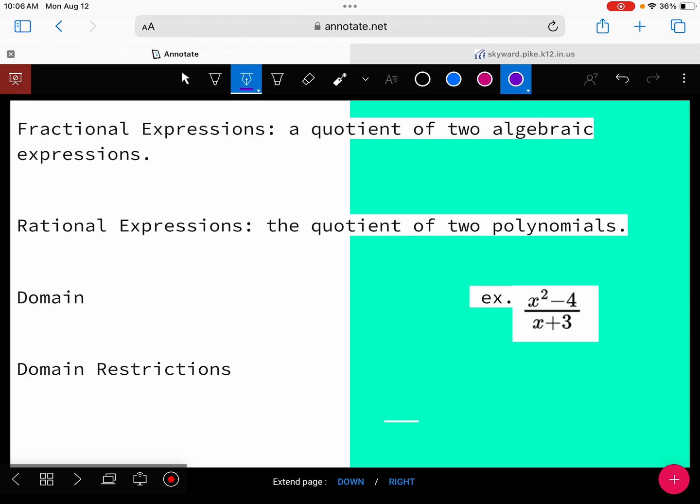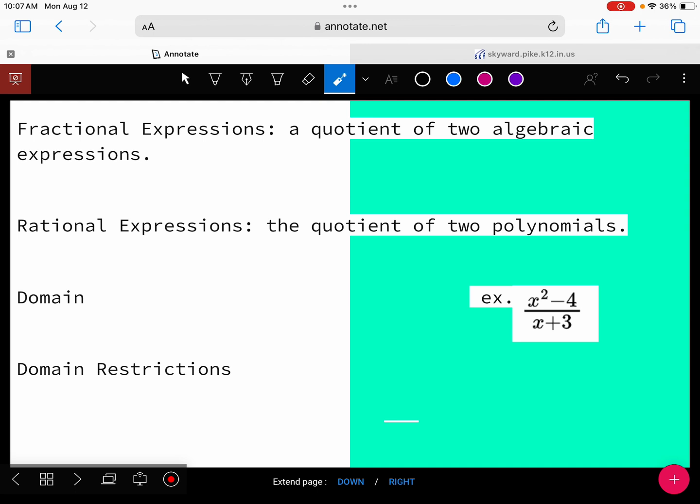Okay? So we're going to be dealing with fractional expressions for the rest of this week, basically. And all a fractional expression is a quotient of two algebraic expressions. It just means it's fractions. We're going to be specifically in our rational expressions, which is when we have two polynomials. We talked about polynomials a lot last week. And there's a little example over here of a rational expression. This is a rational expression. I have a polynomial on the top and a polynomial on the bottom. They're both binomials.